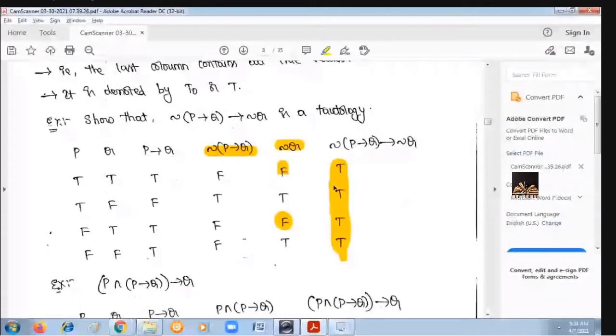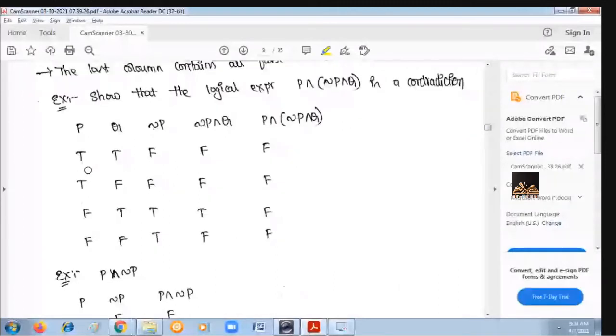Similarly, see one more example for negation P and Q. You need to calculate. Then you can calculate P and negation P and Q, right? So P, Q are the two variables. Next to calculate negation P.